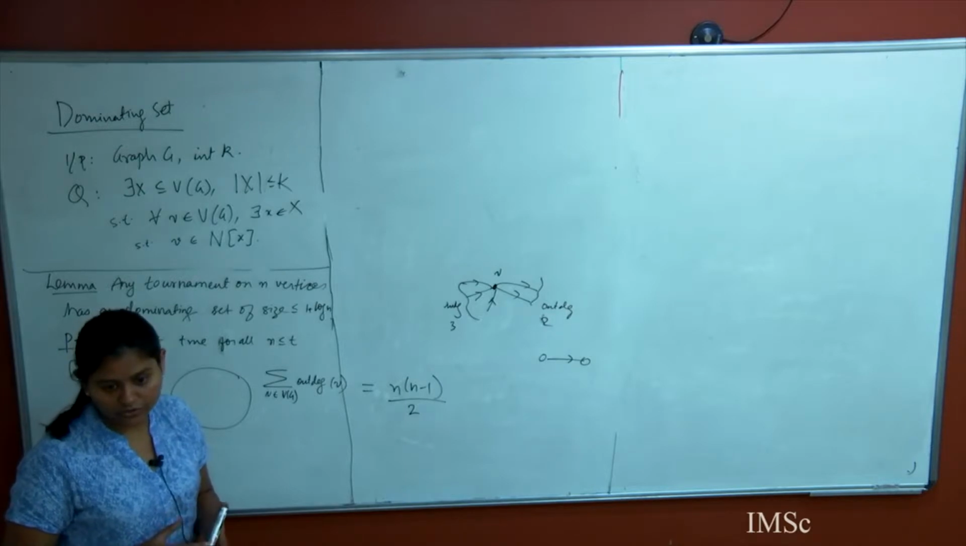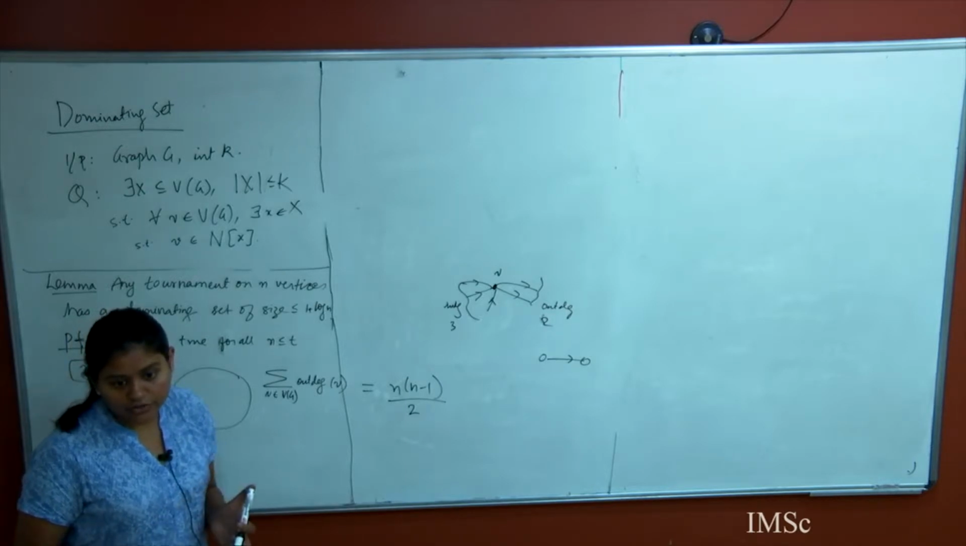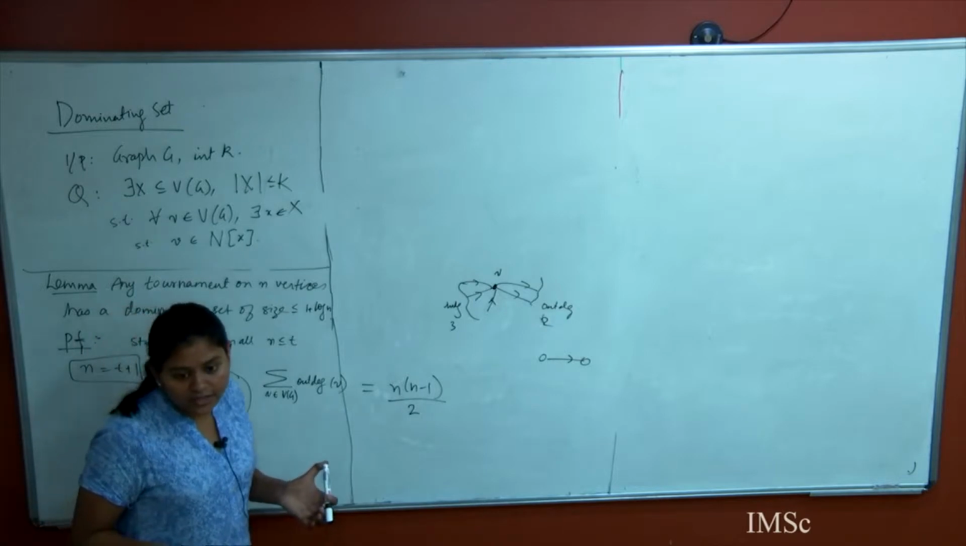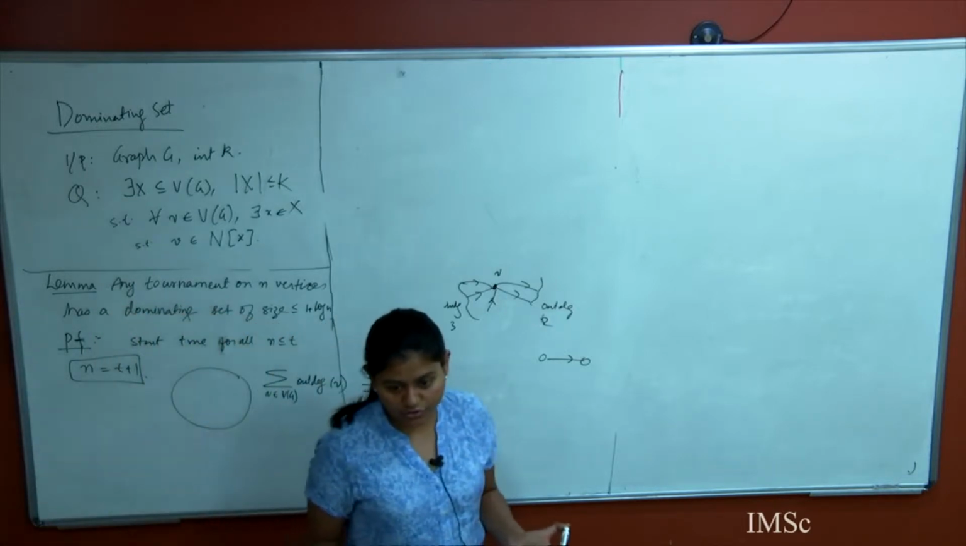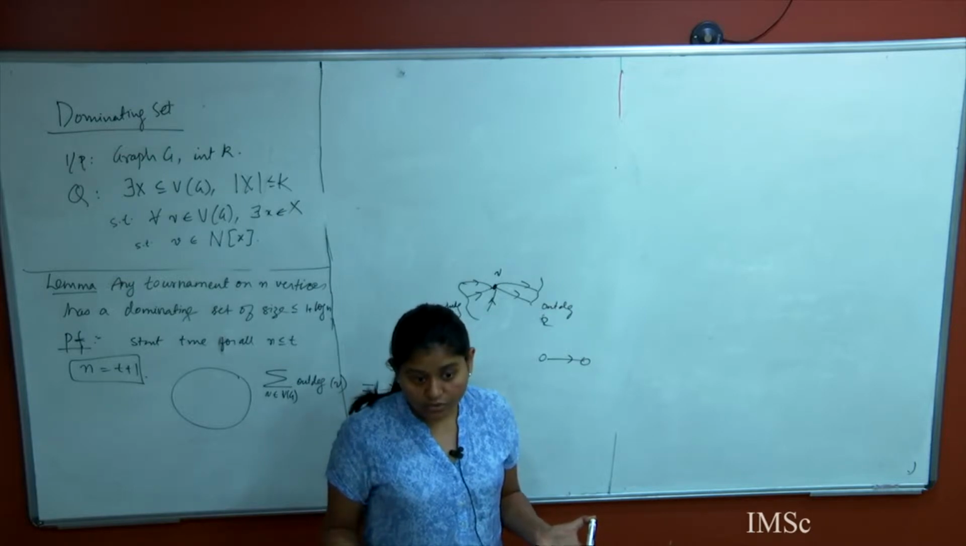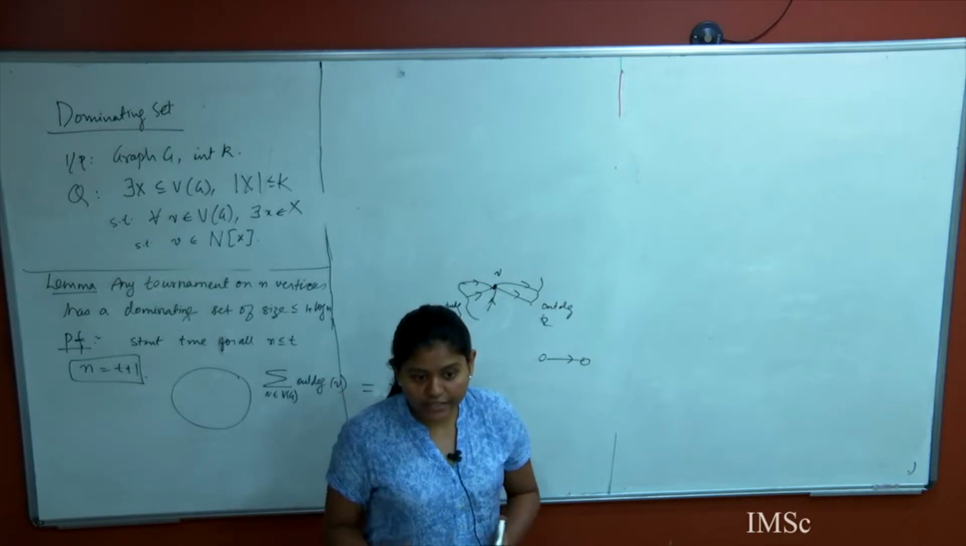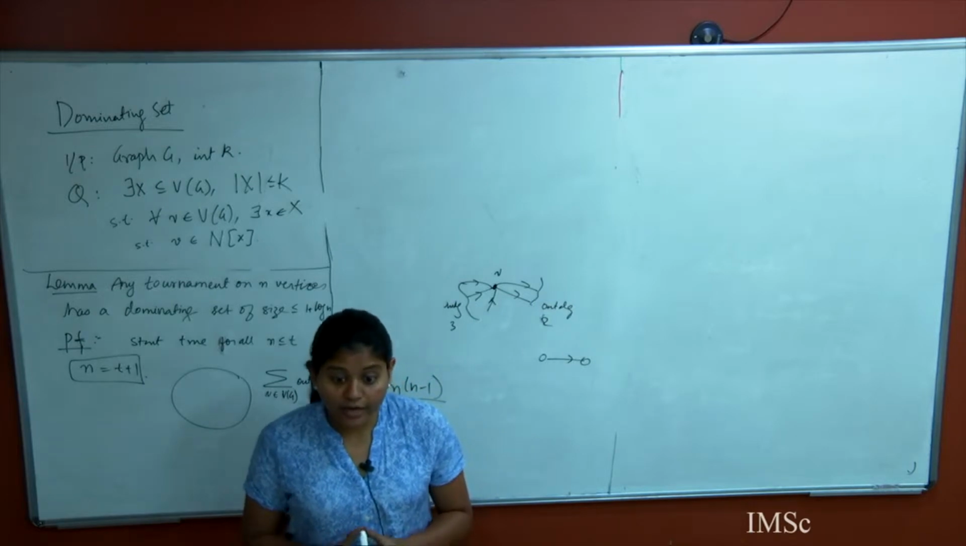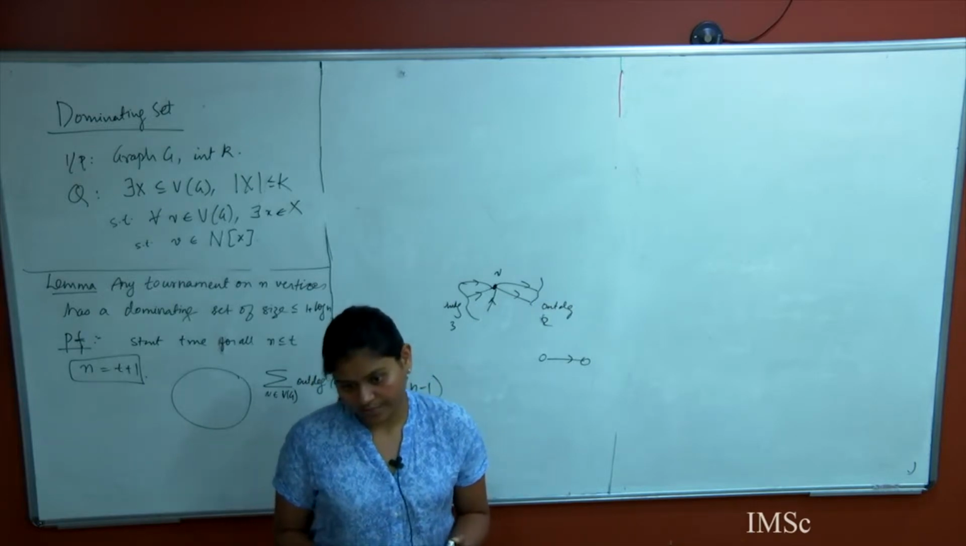How many edges are there in an n vertex graph? It is n choose 2, which is n into n minus 1 by 2. In an undirected graph? Or no, we are looking at tournaments. A tournament has exactly one arc between every pair of vertices.